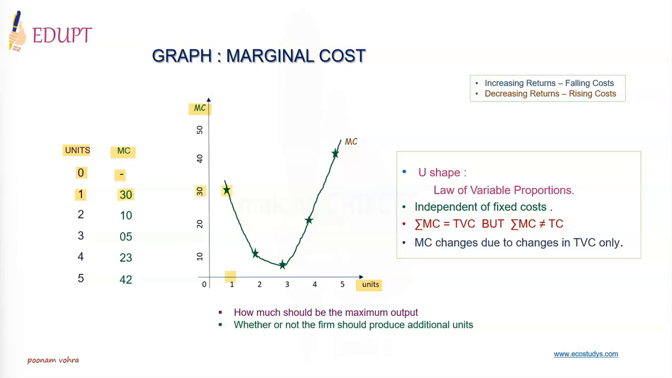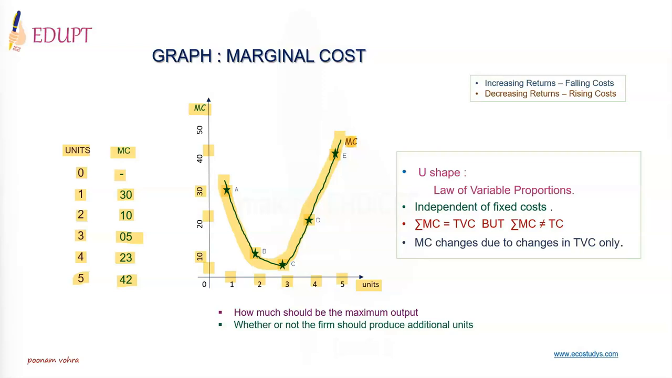So one gets point A. With 2 units, marginal cost is 10 and one gets point B. With 3 units, marginal cost is 5 and one gets point C. When the 4th unit is produced, marginal cost is 23. One gets point D. When 5 units are produced, marginal cost is 42 and one gets point E. By joining all these points, one gets a marginal cost curve which is a U-shaped curve.